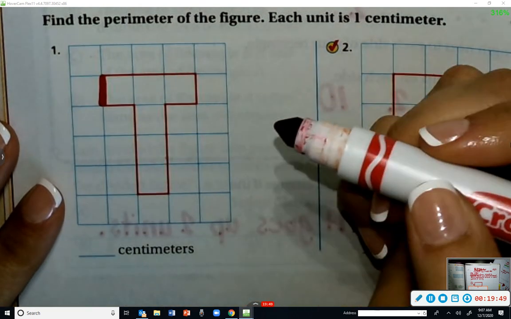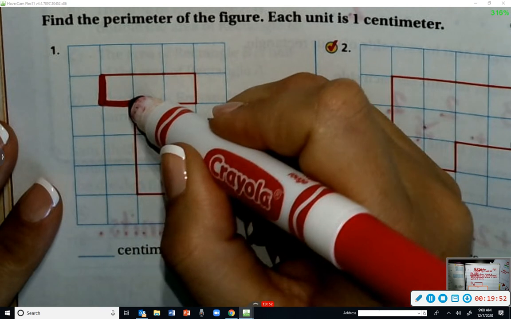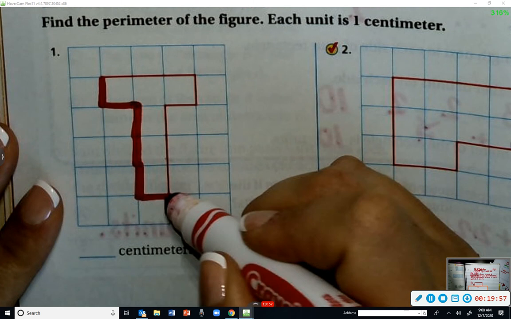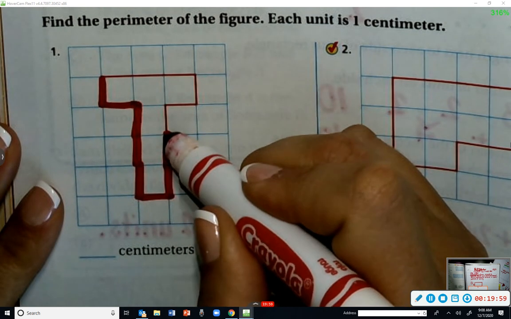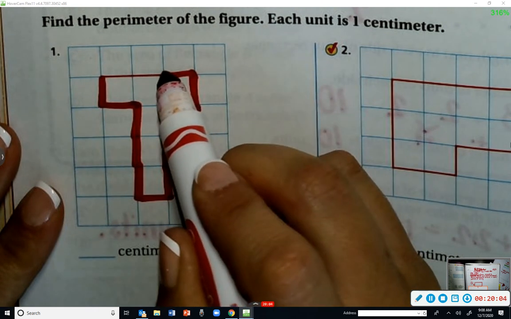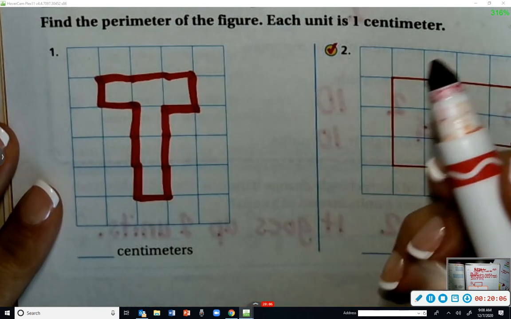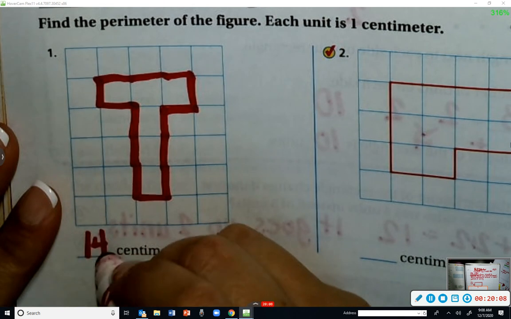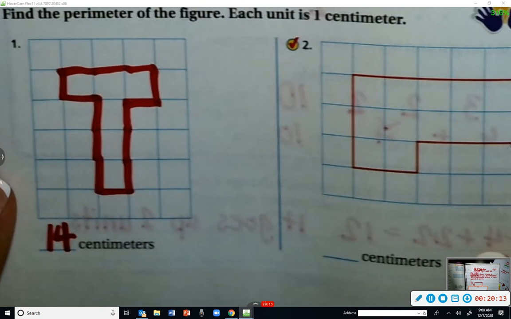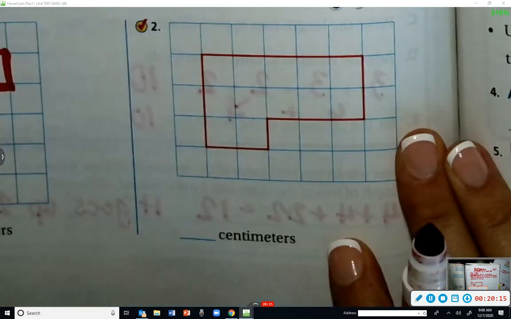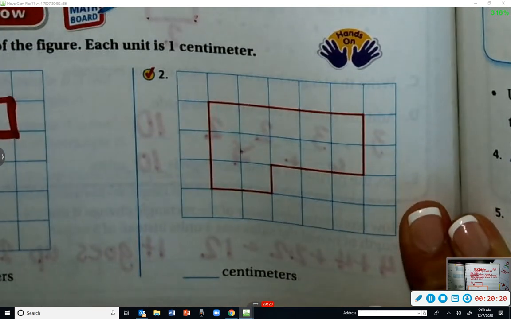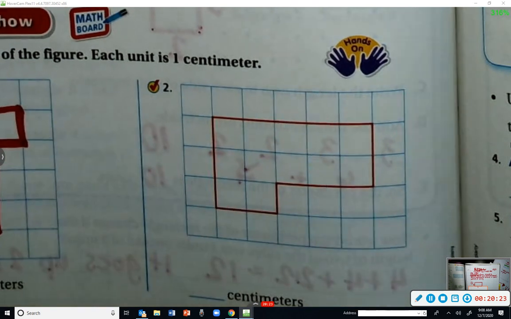There's 1, 2, 3, 4, 5, 6, 7, 8, 9, 10, 11, 12, 13, 14. 14 centimeters. You get the right answer? Good. Okay. Second one, I want you to do the same thing. Try it on your own, and then we'll check to see if you got the right answer.